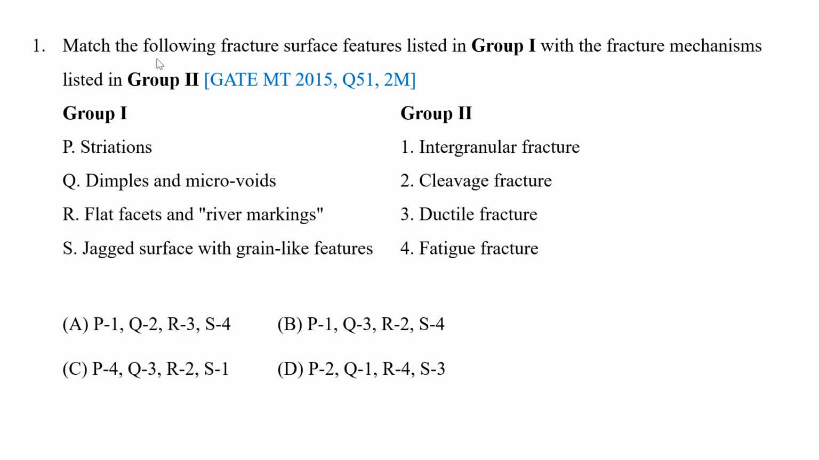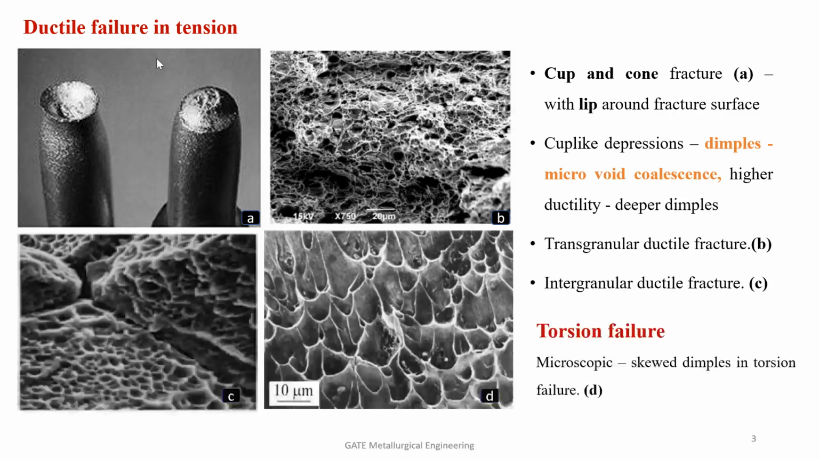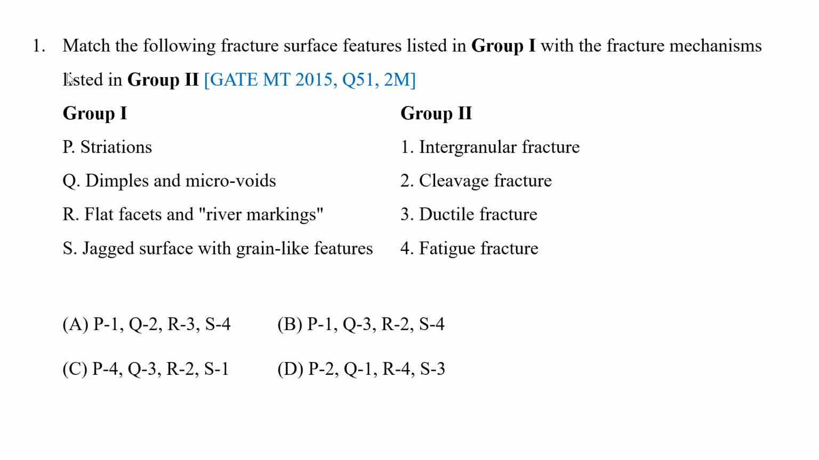In group 2 we have different types of fracture given, and we are supposed to match these two sets. First we will see ductile fracture. Here there is an option for ductile fracture, right? We will look at each of these fractures and how they look under a microscope, and also how they look to the naked eye.